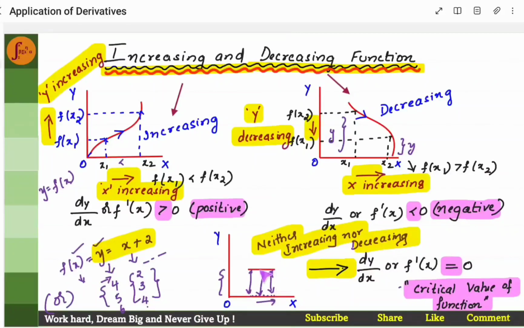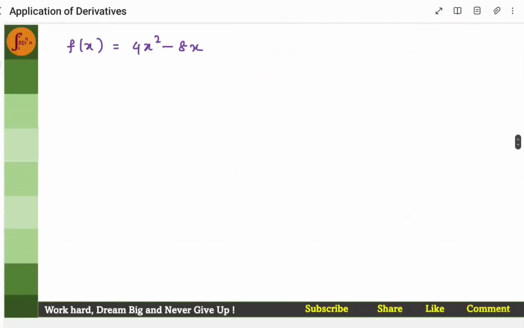If I take the derivative of this function, at some point of x the derivative is going to be 0, right? And that point is called the critical value of the function. Let's take an example. Let's take this function.